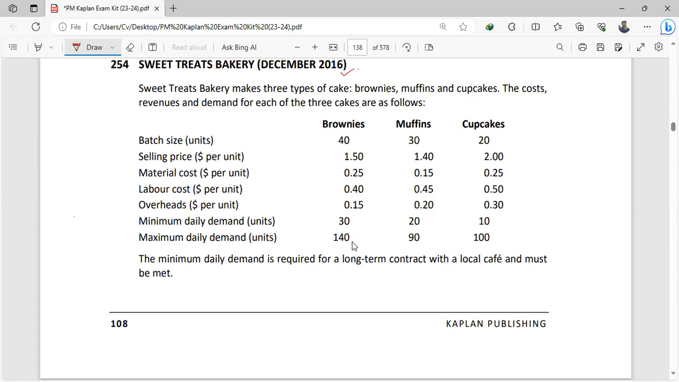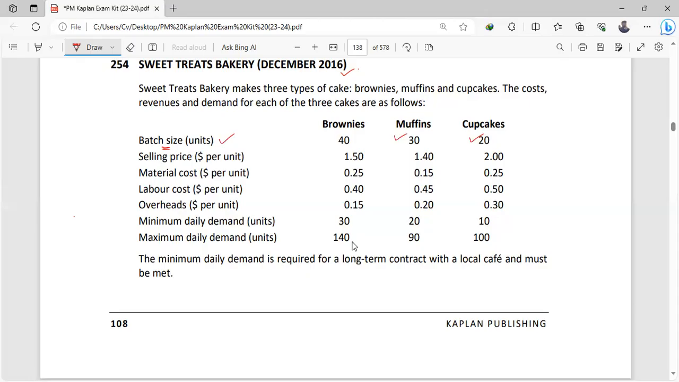Batch size for brownies is 40 units, which means in one batch we are producing 40 units. Muffins 30 and cupcakes 20. Selling price per unit is 1.5, 1.4 and 2. Material cost, labor cost and overheads are given. Minimum daily demand is 30 and maximum daily demand is 140. Then we have muffins, maximum daily demand of 90. And then we have cupcakes, maximum daily demand of 100.